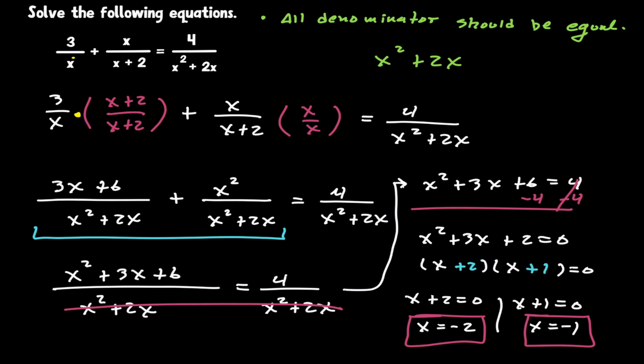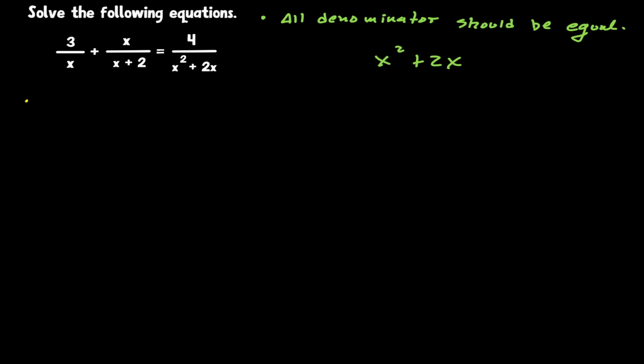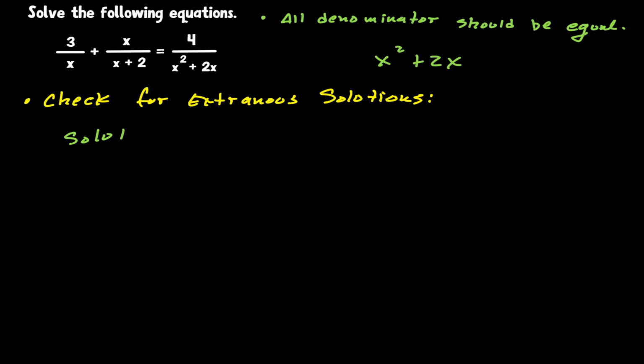But just as we did before, notice that there were some variables on the denominator in our initial problem, so we have to check for extraneous solutions. Let me erase some of the work, and let's try to see if we have extraneous solutions. So let's consider the two solutions that we found previously. Our first solution was a value of -2, and our second solution was a value of -1.